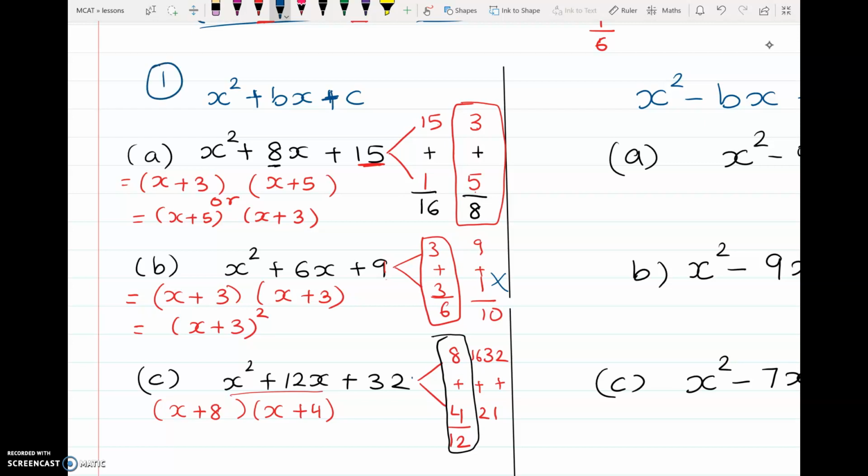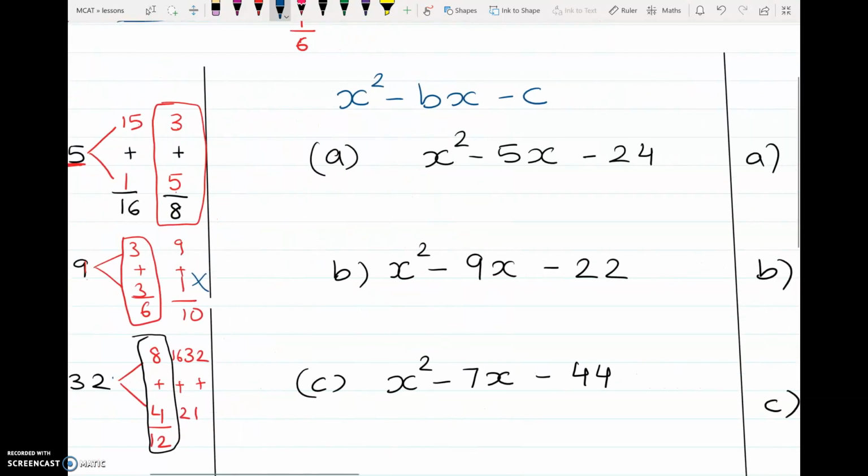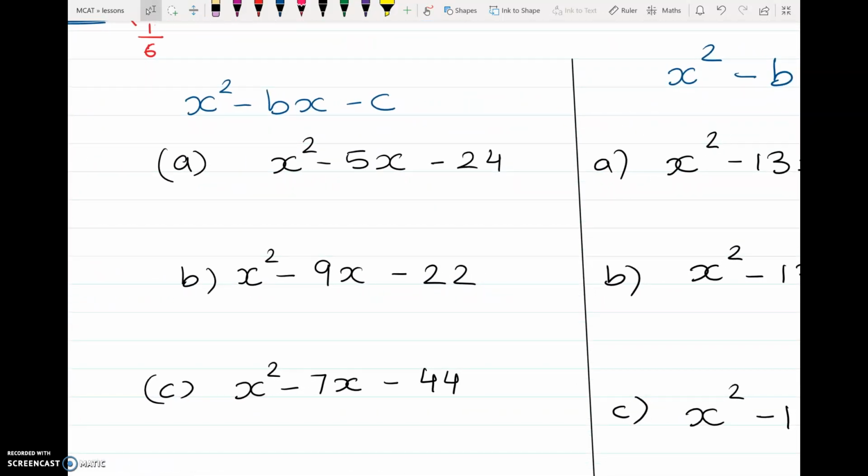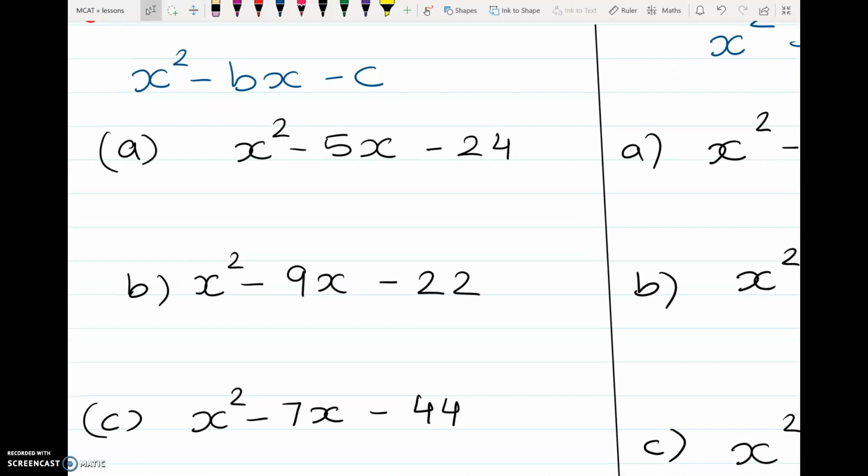So that was our first case that we just looked at, and we did not have to worry about any signs. What happens if b and c are both negative? Let's look at one example and see what happens to our factors or our multiples. Now we have to look for two numbers that give us 24. It can be 6 and 4, then 12 and 2, then 8 and 3, and 24 and 1 as well.